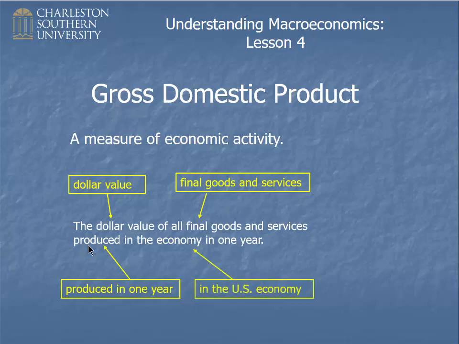And finally, GDP is calculated for each economy. So there's a GDP number for the US economy and a separate one for Canada and Mexico and so forth. That's important because it impacts imports and exports, which we will get to in a minute. Okay.